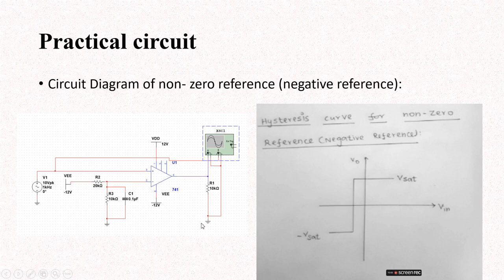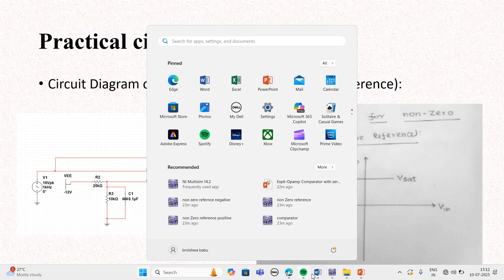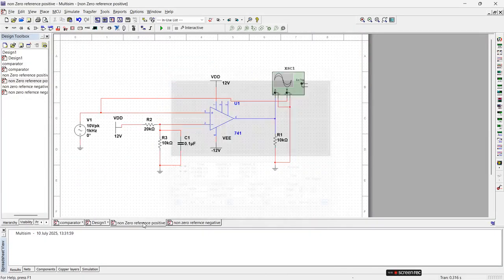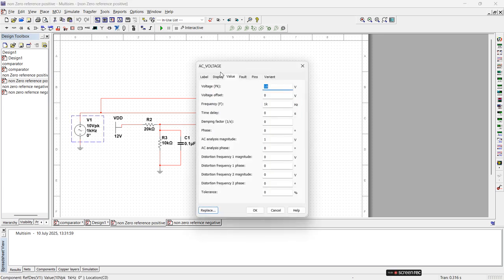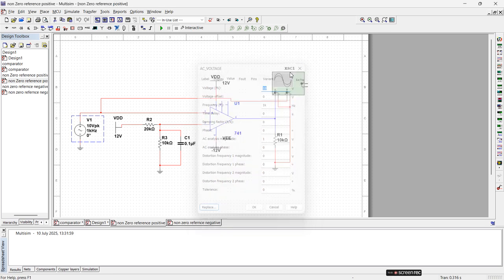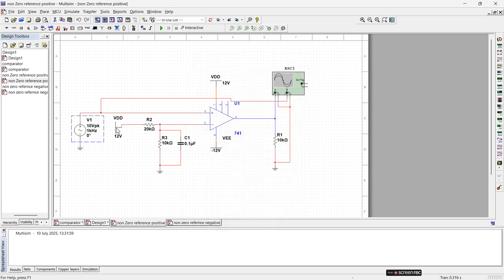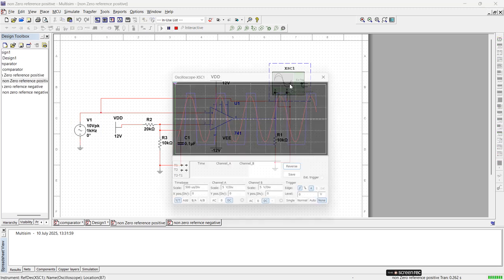So we go to the demonstration environment, that is, the Multisim environment. I select the non-zero reference positive circuit. The circuit is already constructed with the same components. The peak to peak AC voltage is 10 volt, frequency is 1 kilohertz, reference voltage is 12 volt, VDD is 12 volt, VEE is minus 12 volt, and load resistance is 10 kilo ohm. Just run the circuit.